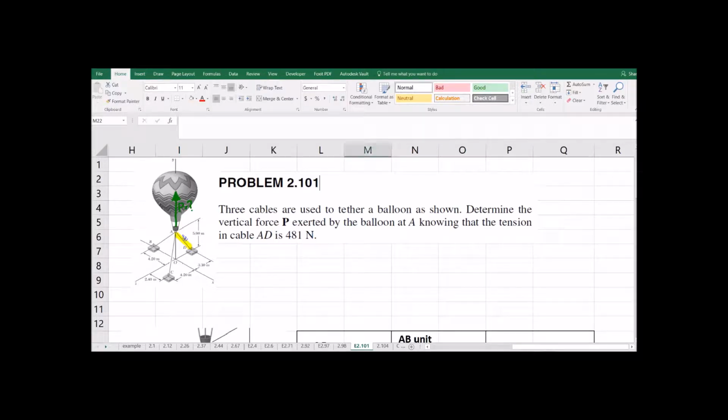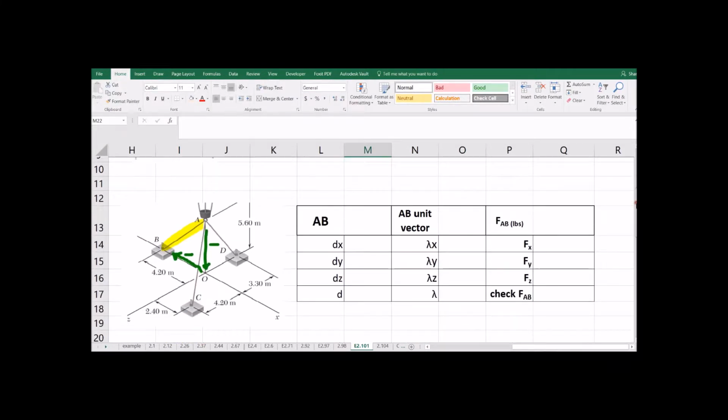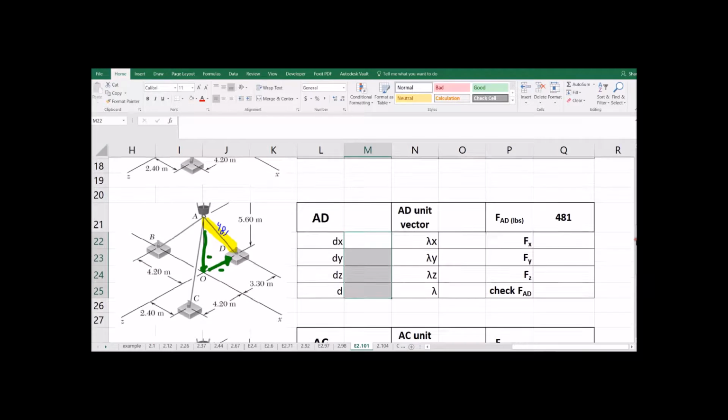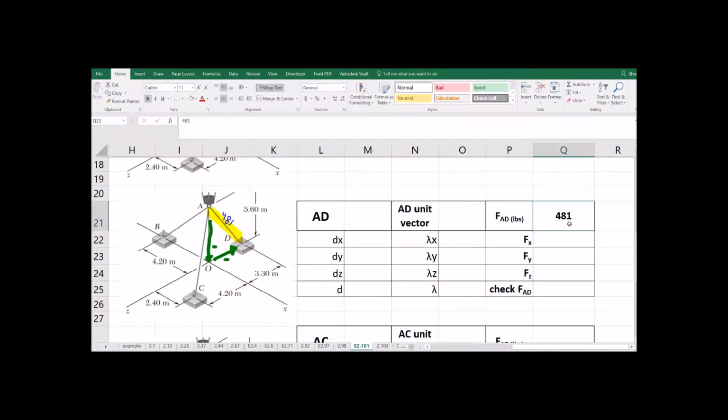We have a hot air balloon that's pulling up and we know just one cable. In the problem statement they give us the tension in AD and then we have to solve for the tension in all the other cables. All of this starts with splitting everything up into x, y, z components and then creating a unit vector.